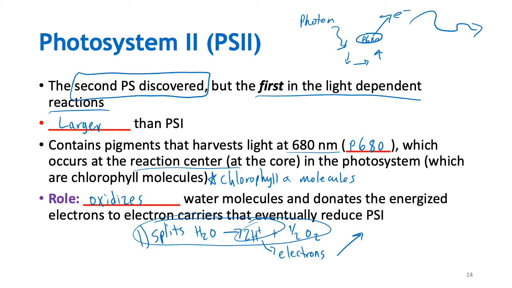But also, you notice a little proton gradient also occurred, and what it also does is it moves electrons eventually to photosystem 1.